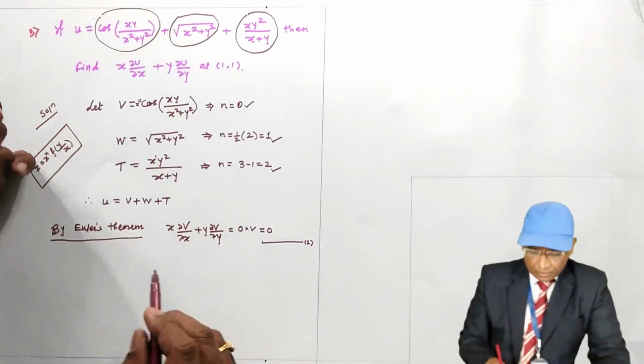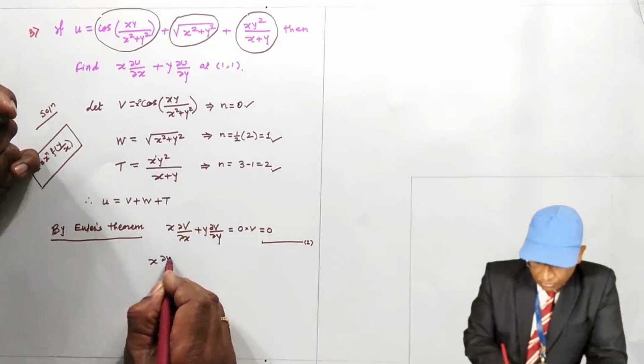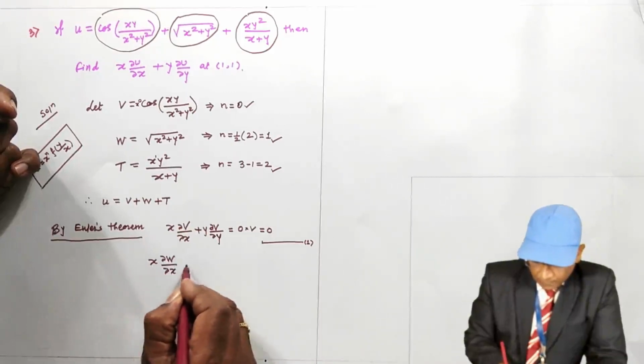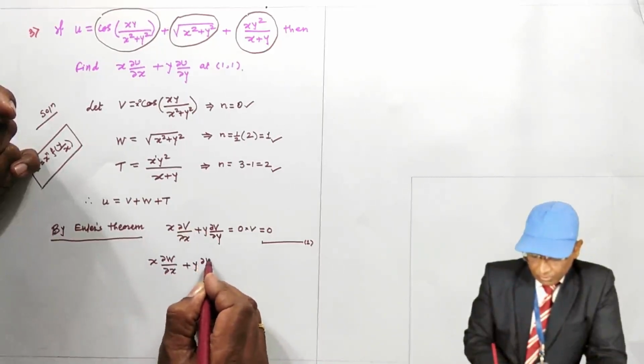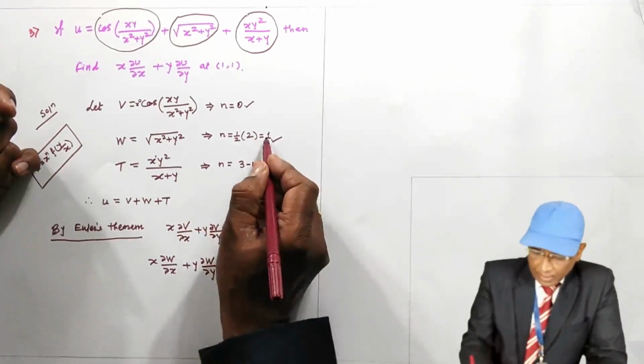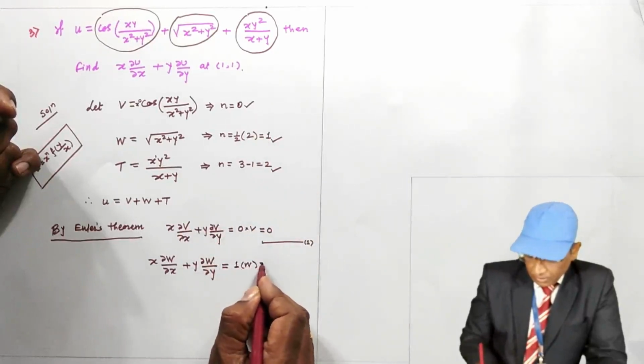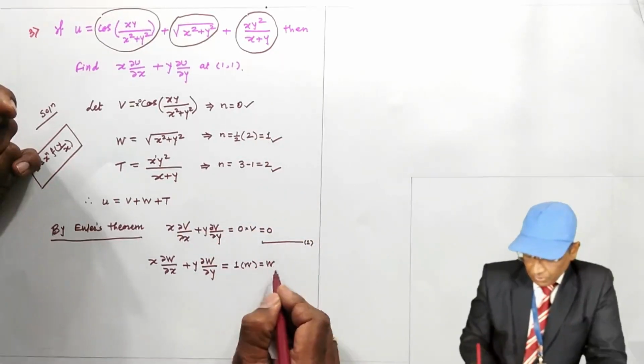Right? Now similarly for w, by Euler's theorem, x del w by del x plus y del w by del y is equal to n. n for w is 1. 1 multiplied by w is w. This is our equation 2.